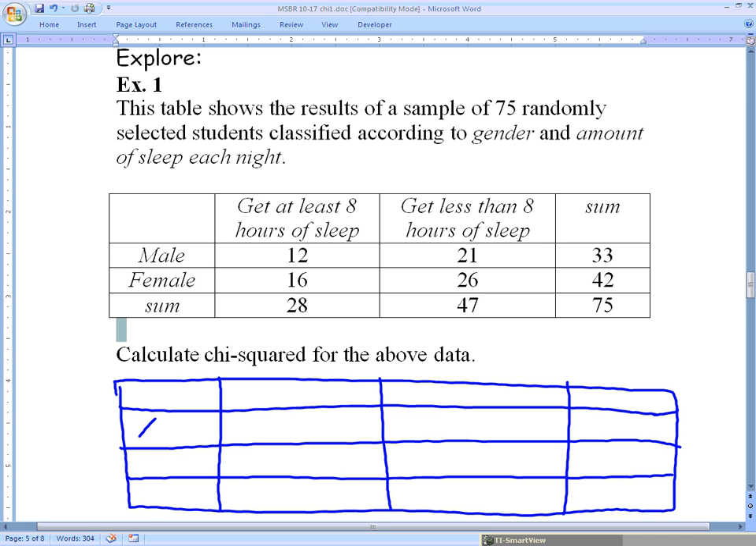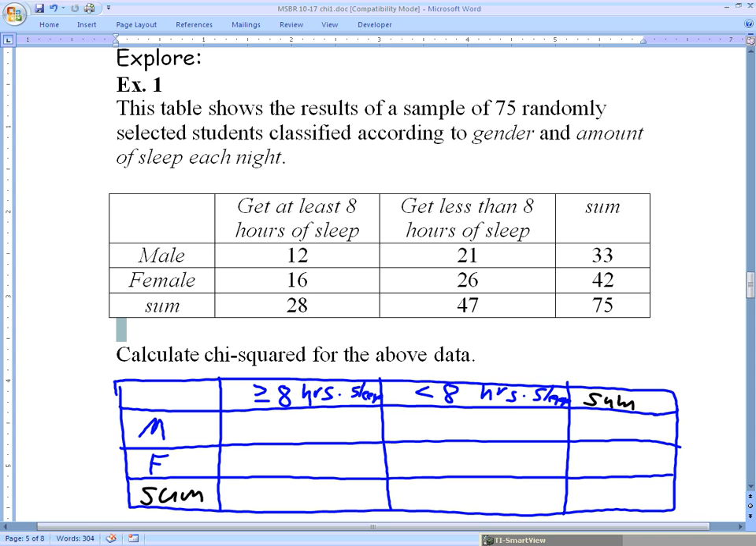We titled this male and female. That stays the same. At least 8 hours of sleep. Less than 8 hours of sleep. Again, I could write it the same way. I'm just paraphrasing here to save time and space. And then we, of course, have our sums, which means total.